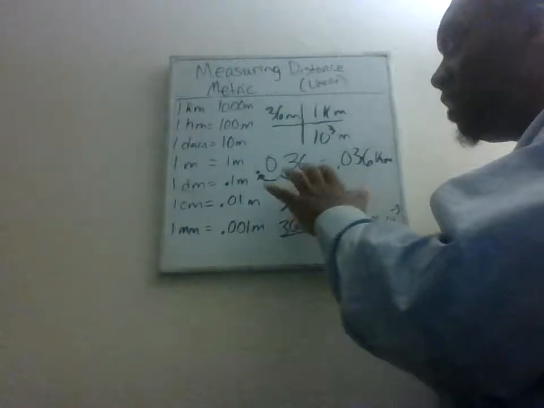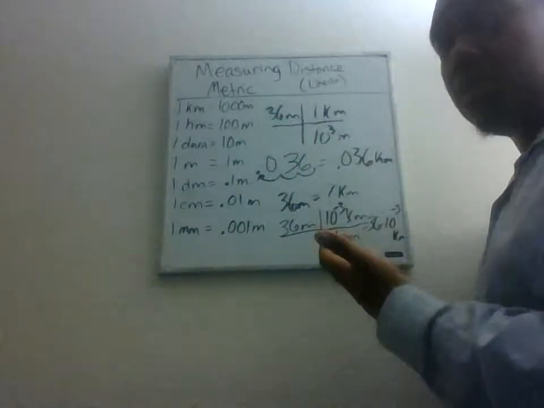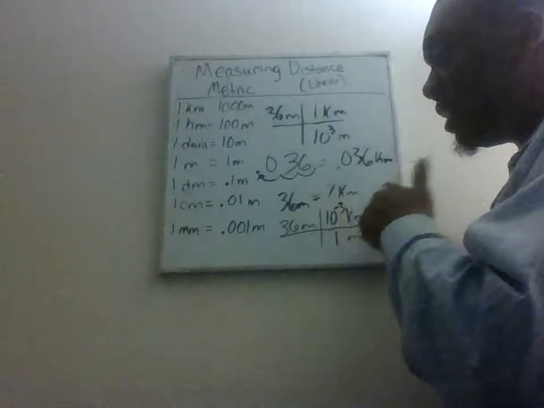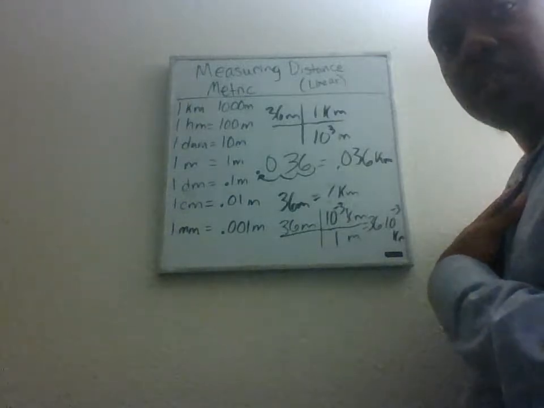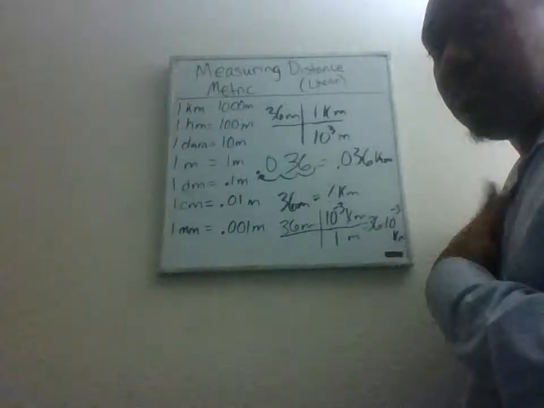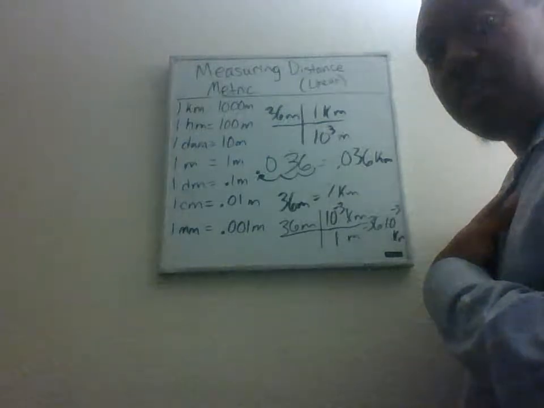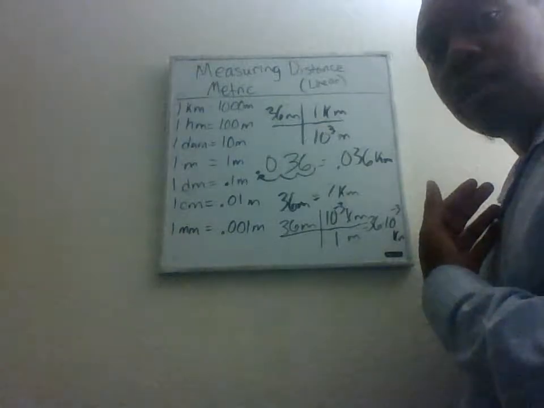Some of you may leave it as a decimal instead of doing this, and then just multiply across 36 times 0.001 and call it done. Doesn't matter to me how you do it as long as it's done in a correct fashion. And there are many different ways. And you'll see lots of other videos that will show you different ways as well.